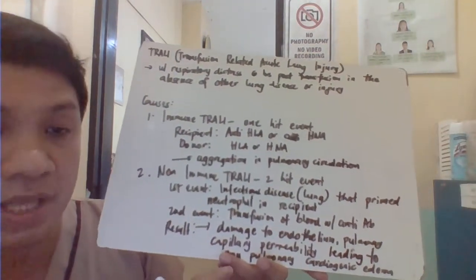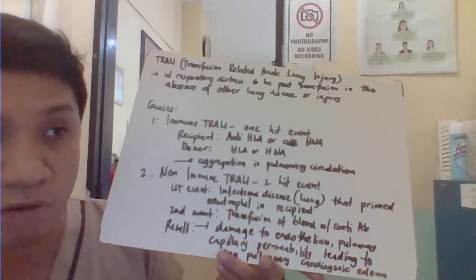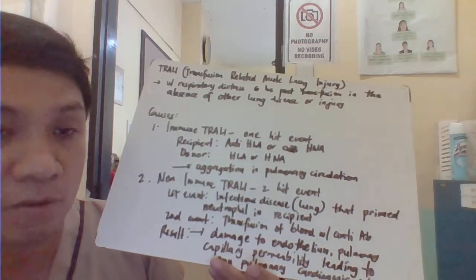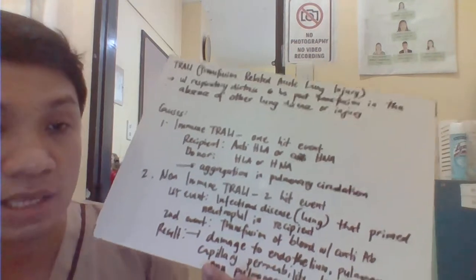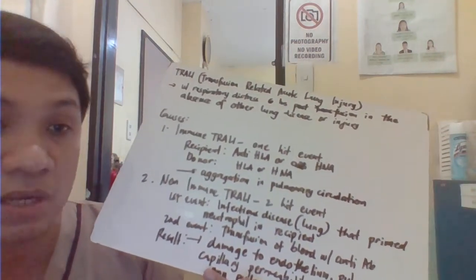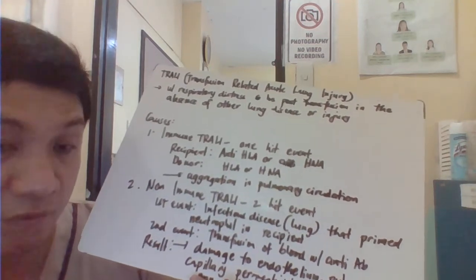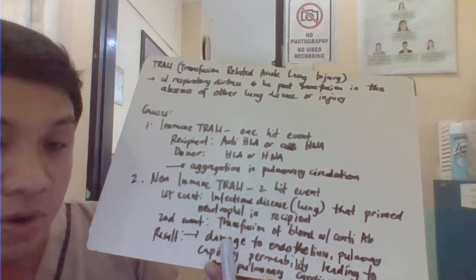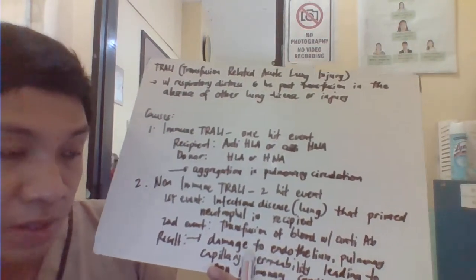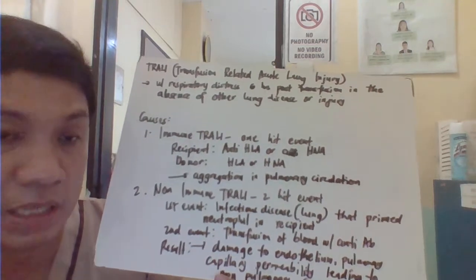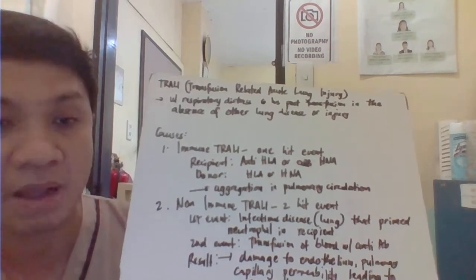Your non-immune TRALI, on the other hand, is a two-hit event. The first event is characterized by the presence of a lung disease that primes the neutrophils of the recipient. So once you transfuse the blood, since the neutrophils of the recipient have already been primed, it allows a reaction with the donor's blood containing neutrophils. That results in damage to the endothelium, increased pulmonary capillary permeability, and eventually non-cardiogenic pulmonary edema.